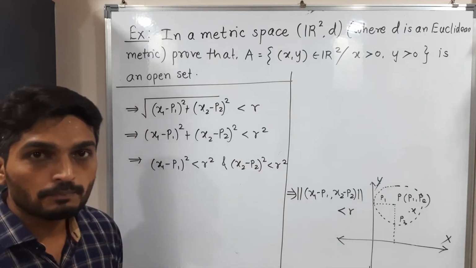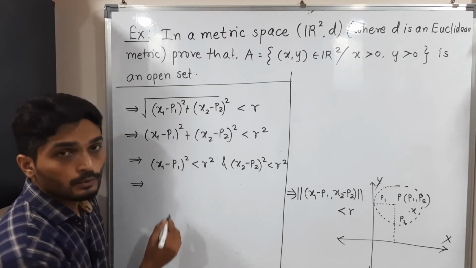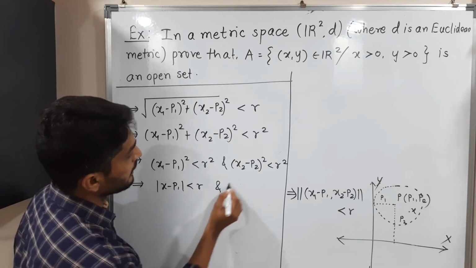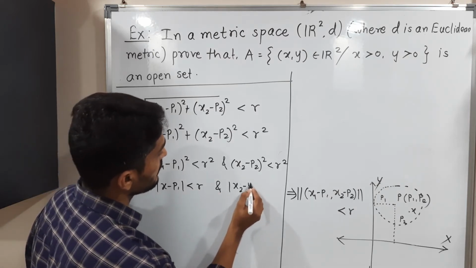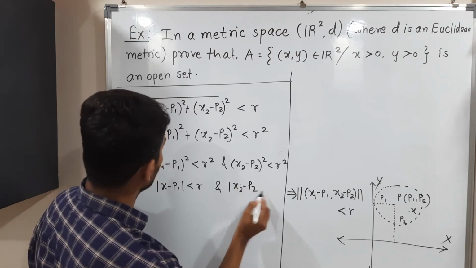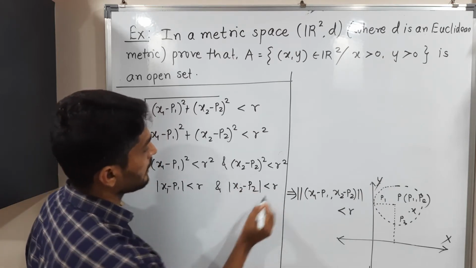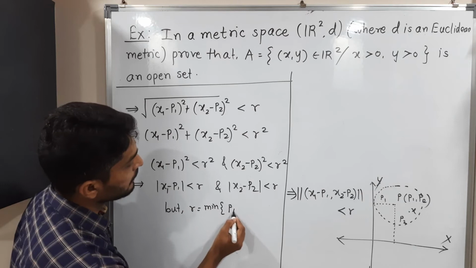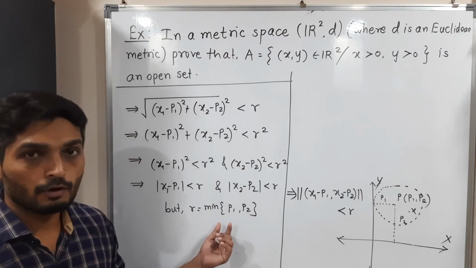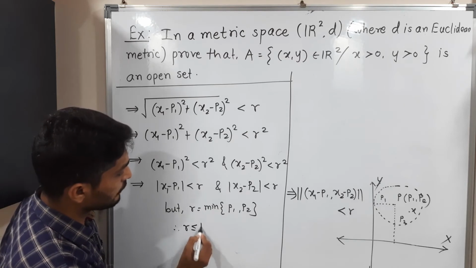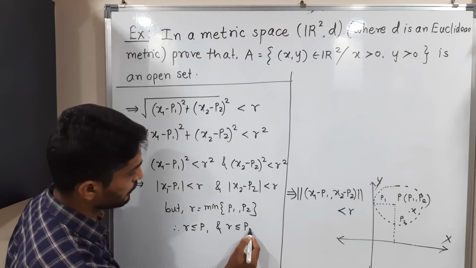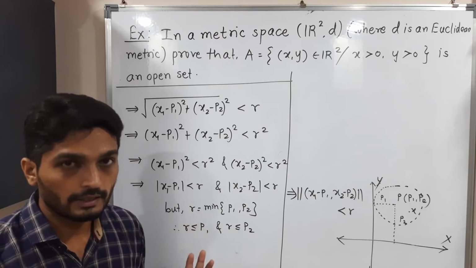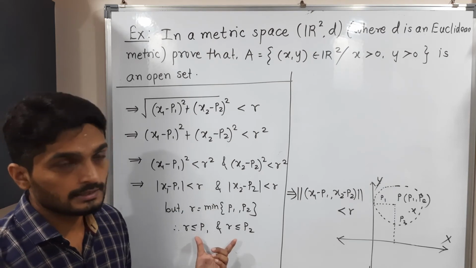So you know the next step. What is our next step? I will take the square root of both sides. So this is mod of x1 minus p1 less than r, and here also I will take the square root of both sides, mod of x2 minus p2 less than r. But you remember the definition of r. r is the minimum of p1 and p2. So therefore r is less than or equal to p1 and r is less than or equal to p2. We will have equality, no doubt, but either these two are equal or these two are equal. So that's why we have this relation, less than or equal to.